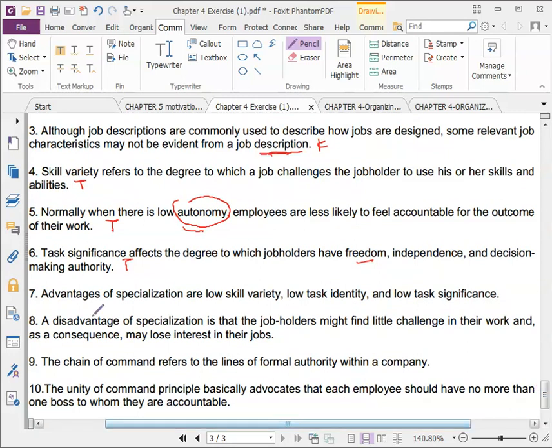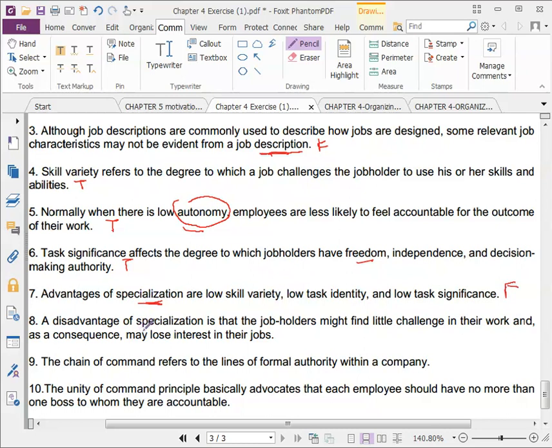Okay. So 7, advantages of specialization are low skill variety, low task identity, and low task significance. Betul ke advantages? Kalau ada specialization, is that advantages? Wrong or true or false? This statement. False, okay? Not correct.